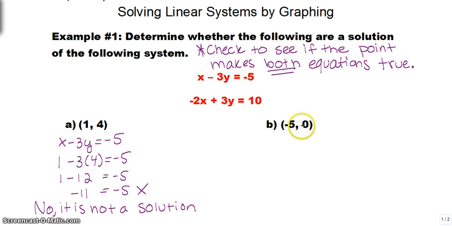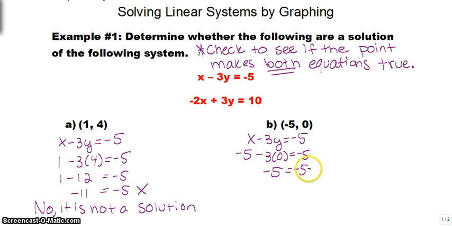Alright, so now for point B over here, we've got (negative 5, 0). So I'm going to start by plugging it into the first equation. So that equation was x minus 3y equals negative 5. So I'm going to plug negative 5 in for x and 0 in for y. And so then negative 3 times 0 is 0. So I get negative 5 equals negative 5, which is true. So it worked for that equation.